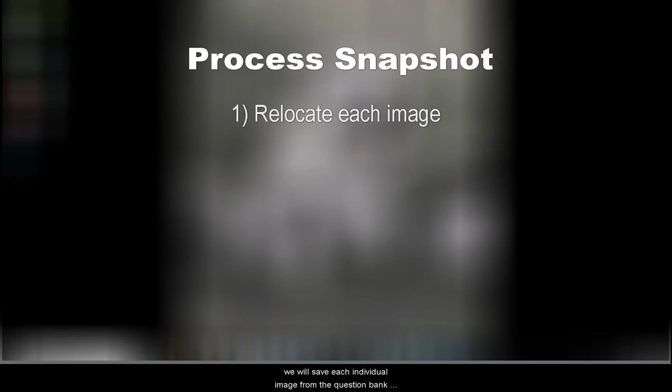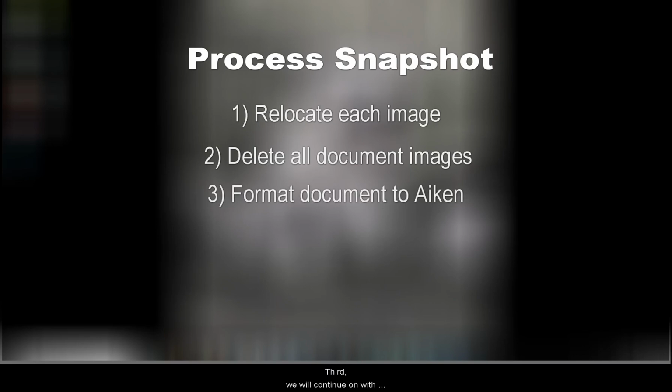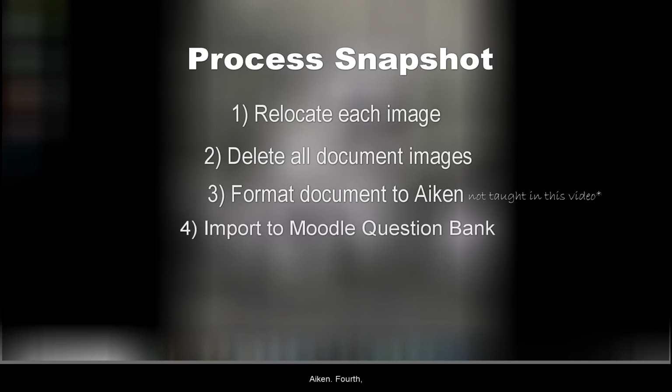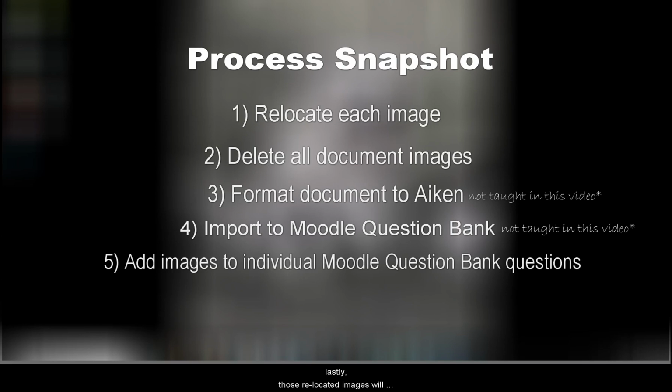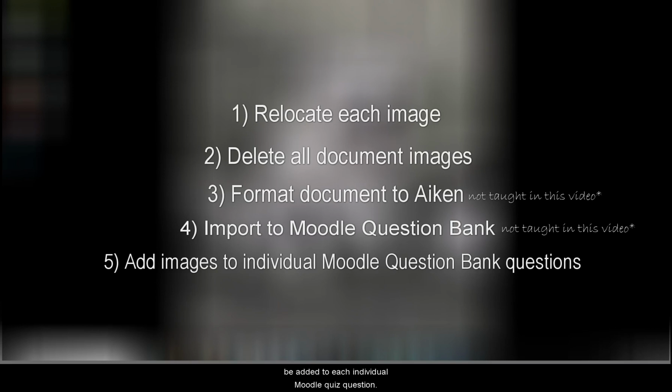To summarize this process, first, we will save each individual image from the question bank document to a new temporary location on your computer. Second, we will delete those saved images from the document. Third, we will continue on with formatting the newly image-free document to Aiken. Fourth, we will import the Aiken formatted document to your Moodle question bank. And lastly, those relocated images will be added to each individual Moodle quiz question.